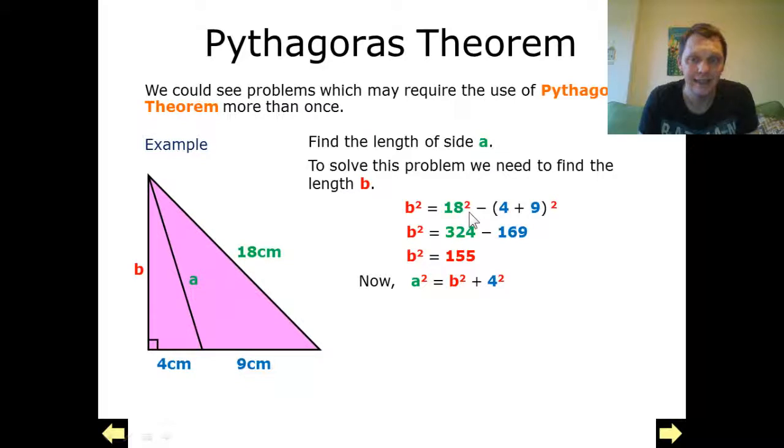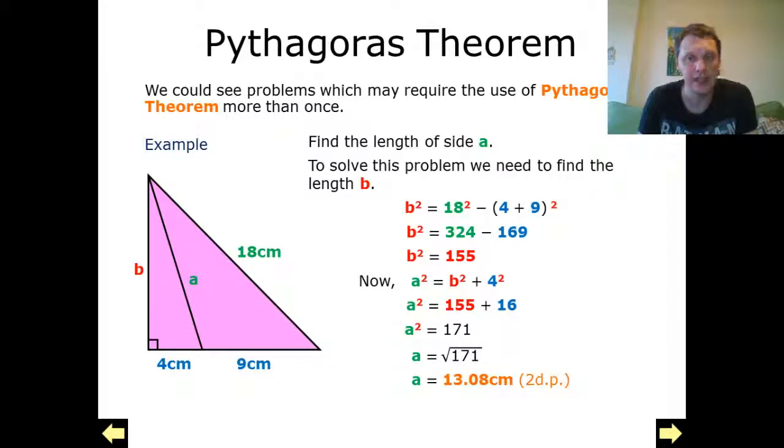So B squared is 155. I could square root both of these sides, but because I'm going to be using B squared, I'm going to literally transfer the 155 straight into this part to work out what A squared is. So A squared is going to equal 155 plus 16, which is my 4 squared, because now I'm just dealing with this right angle triangle here. A squared equals 171, square rooting both sides. So A is going to equal 13.08 centimeters to 2 decimal points. And that was just a harder question.